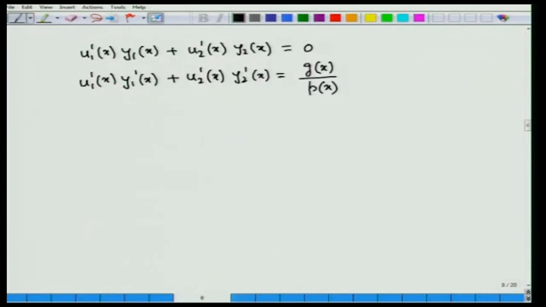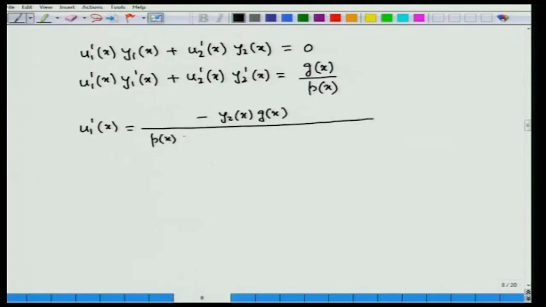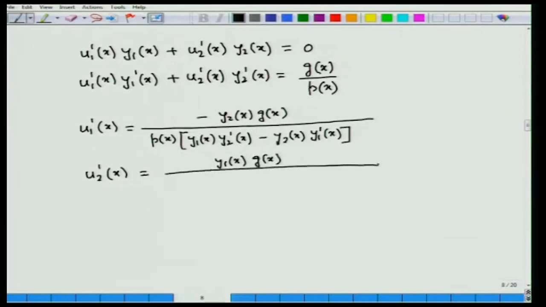So, just by cross multiplication we can find that u1'(x) is equal to minus y2(x) g(x), this whole divided by p(x) into (y1(x) y2'(x) minus y2(x) y1'(x)), this expression, and u2'(x) is equal to y1(x) g(x) divided by p(x) multiplied with (y1(x) y2'(x) minus y2(x) y1'(x)), this one.